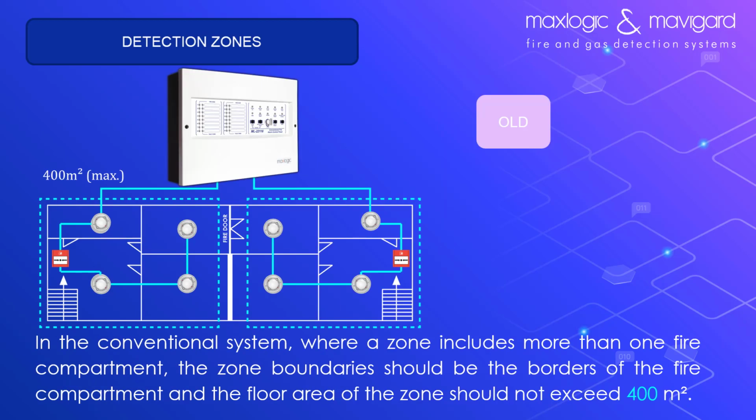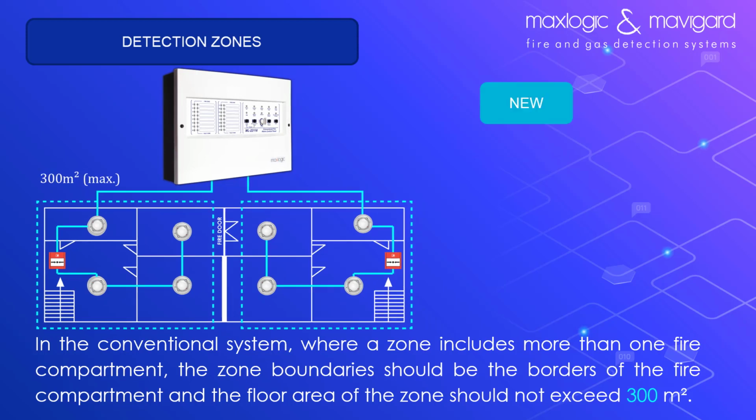If there is more than one fire compartment in a detection zone, the boundaries of the zone were the boundaries of the fire compartment, and the floor area of the zone could have been 400 square meters at most. After the change, in areas containing more than one fire compartment, the project should be designed in such a way that the boundaries of the zone are the borders of the fire compartment, and the floor area of each zone should be a maximum of 300 square meters.